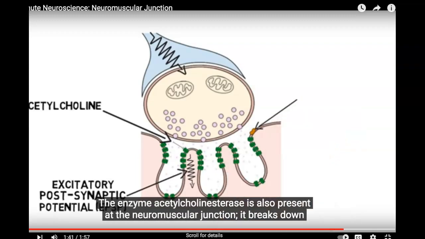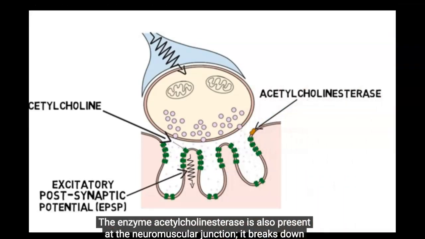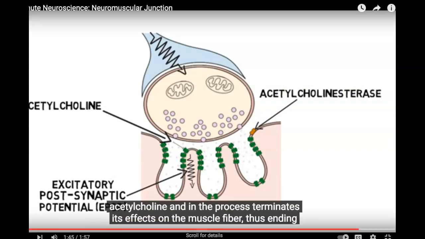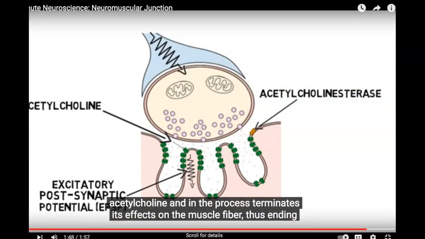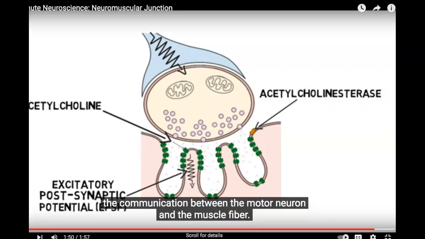The enzyme acetylcholinesterase is also present at the neuromuscular junction. It breaks down acetylcholine and in the process terminates its effects on the muscle fiber, thus ending the communication between the motor neuron and the muscle fiber.